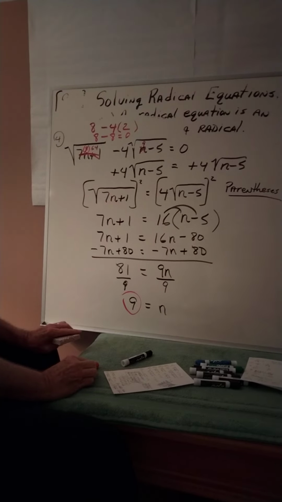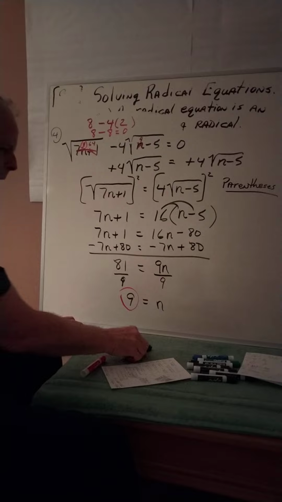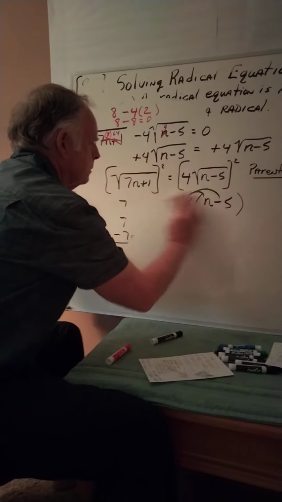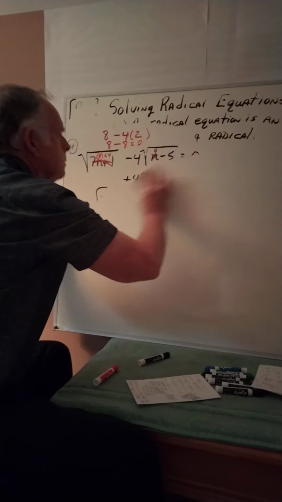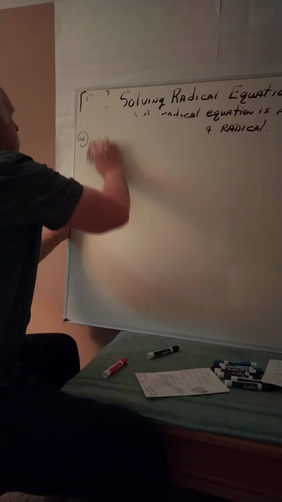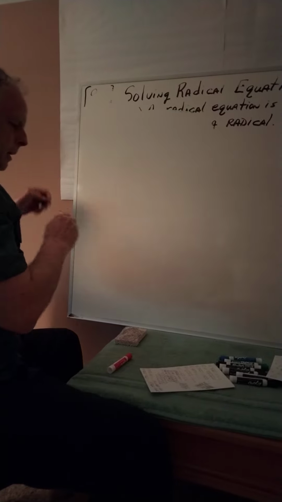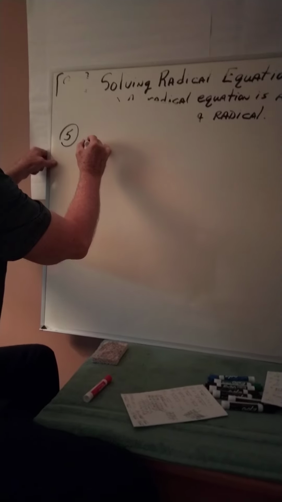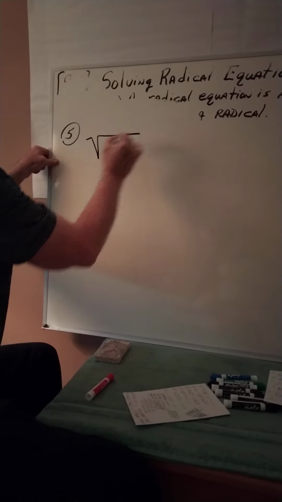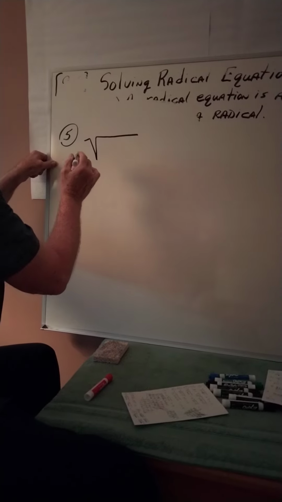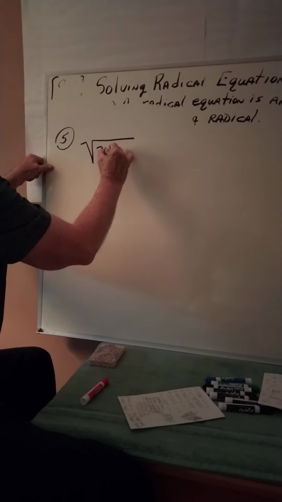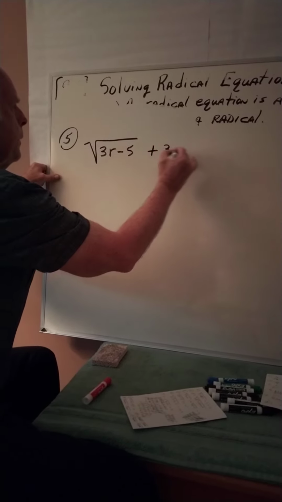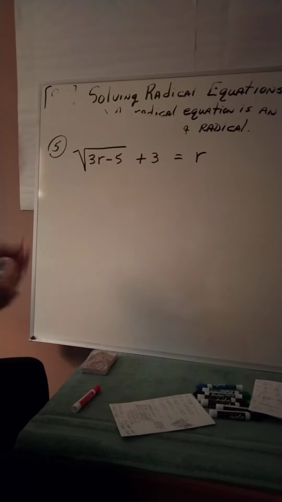So that's number 4. Let's do one more and then we'll stop this video, because I want to make sure that I don't lose any of these. So let's just pick up number 5. And in number 5, you're going to see something again, maybe a bit more of a challenge. Number 5: the radical of 3r minus 5 plus 3 is equal to r.